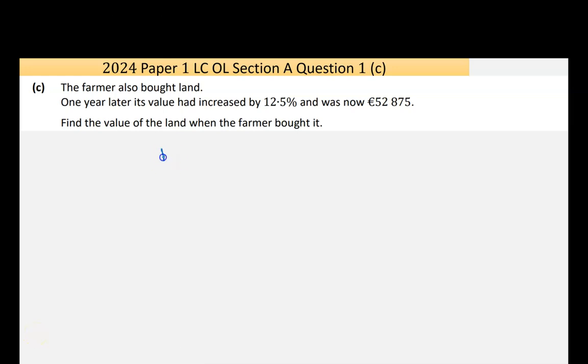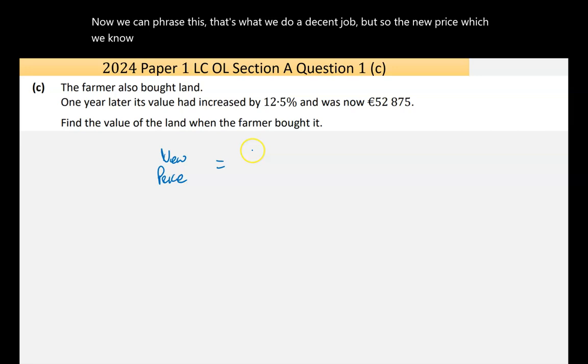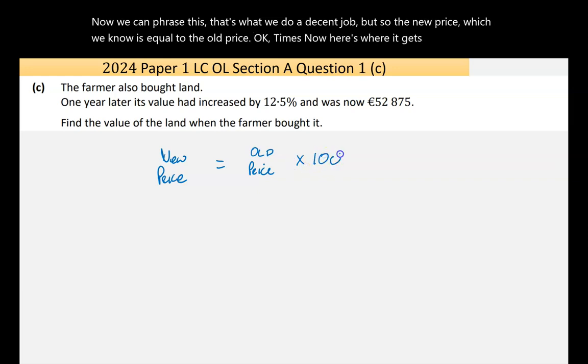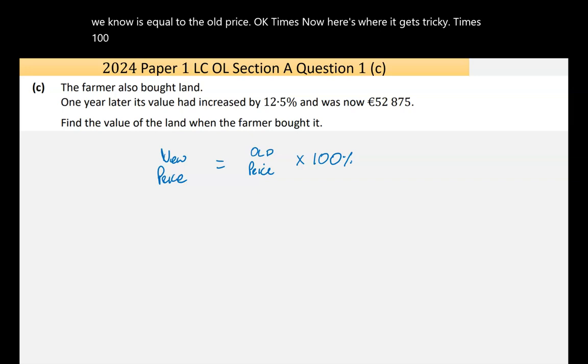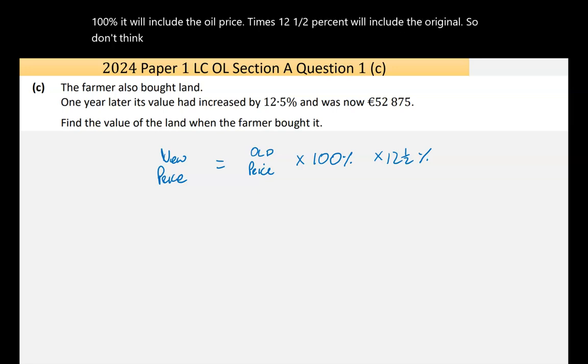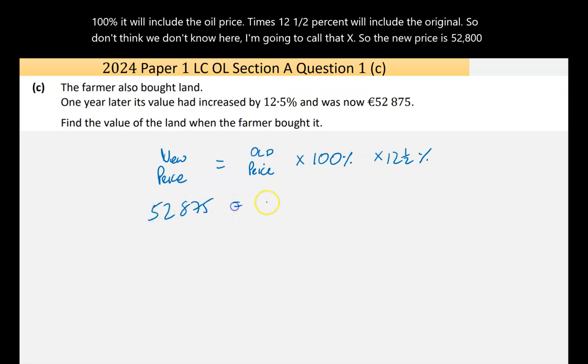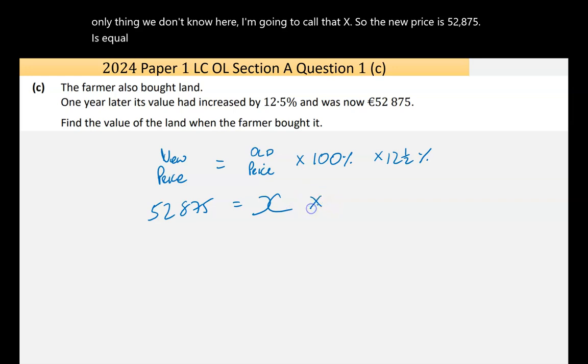Now we can phrase this, let's hope I do a decent job of it. So the new price, which we know, is equal to the old price, times, now here's where it gets tricky, times 100%, it will include the old price, plus 12.5% will include the original. So the only thing we don't know here, I'm going to call that X. So the new price, 52,875, is equal to X times 100% plus 12.5%, which is times 112.5%.